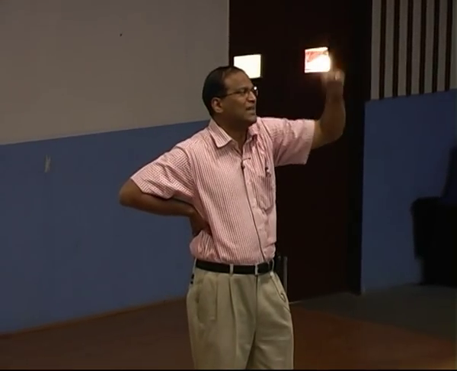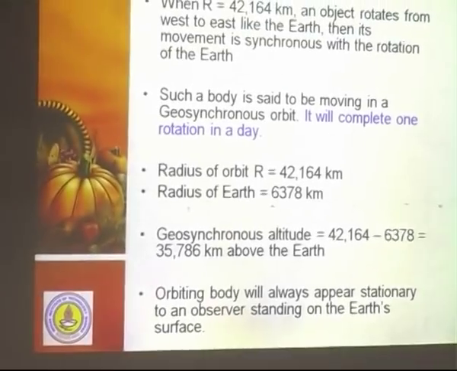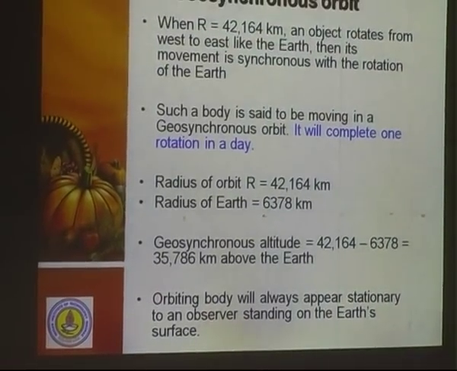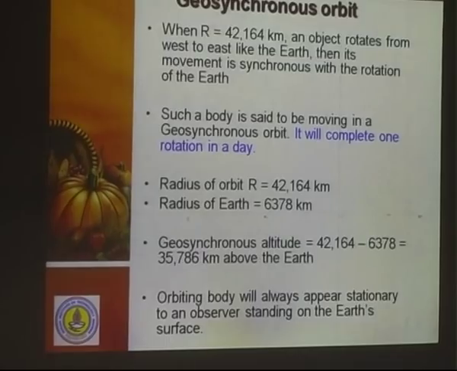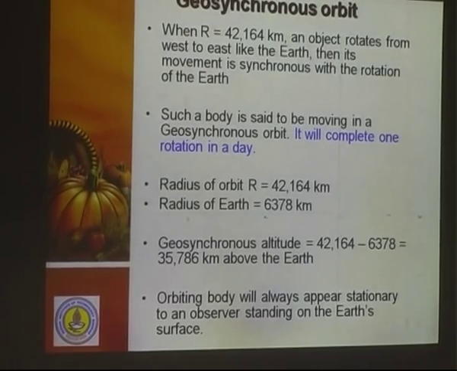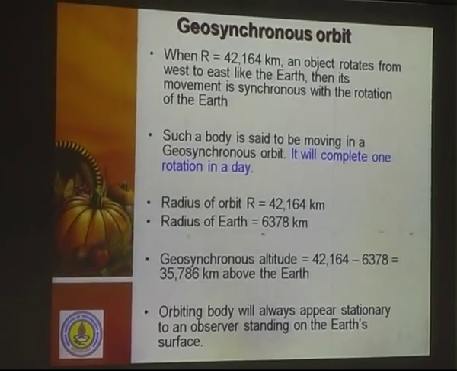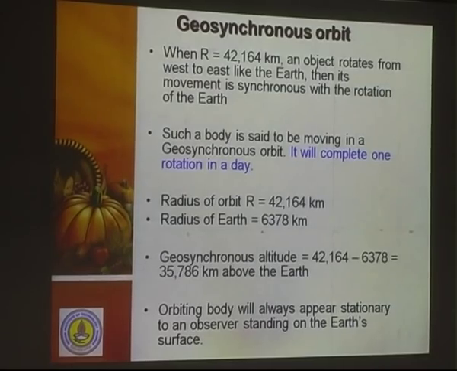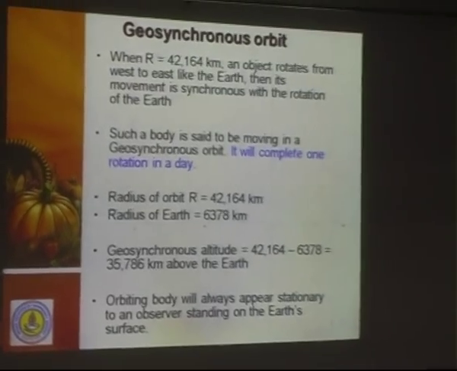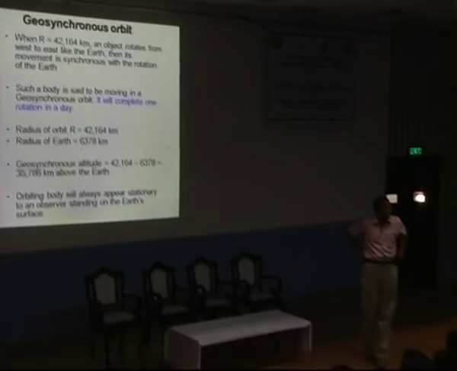For example, if the satellite is launched by the Indian Space Research Organization, we can ensure that it always looks at India so that we can look at the weather, we can look at other things in detail. This is called a geostationary or a geosynchronous orbit. So the radius of the Earth is 6378 kilometers. So the radius of the orbit will be 42,164. So the geosynchronous altitude is about 35,786 kilometers above the Earth.